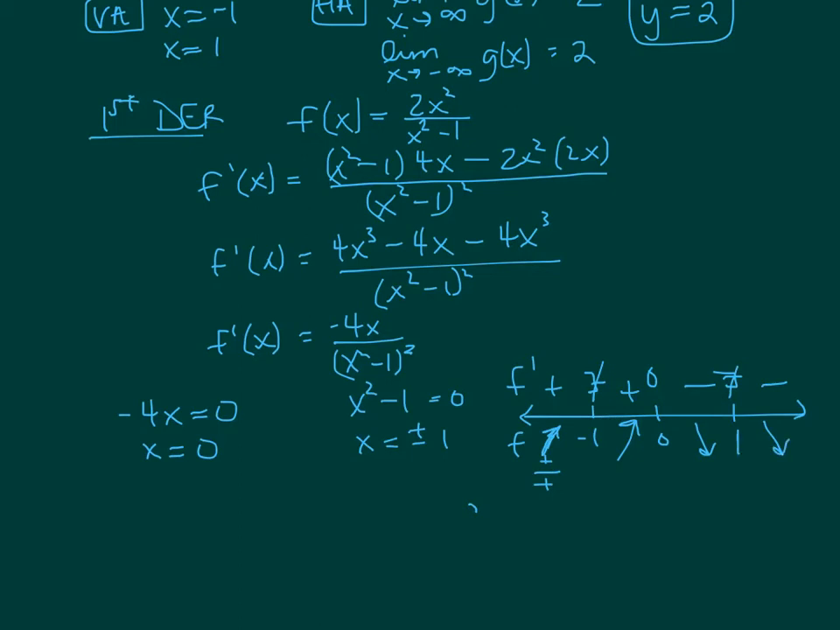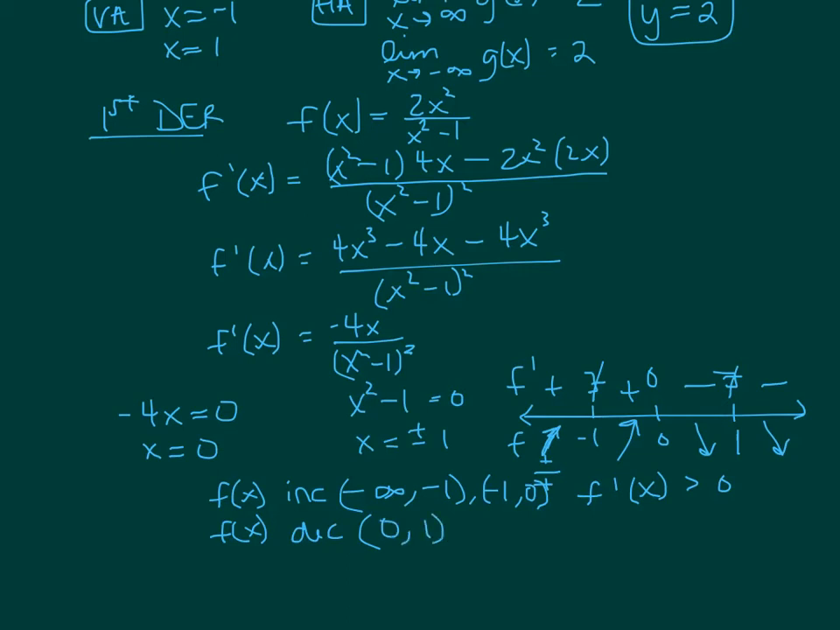Okay, so we're ready to make some conclusions. We're ready to say that f of x is increasing from negative infinity to negative 1, and again from negative 1 to 0. And obviously that was because f prime of x is greater than 0. We can say that f of x is decreasing from 0 to 1 and from 1 to infinity, and that's because f prime of x is less than 0.